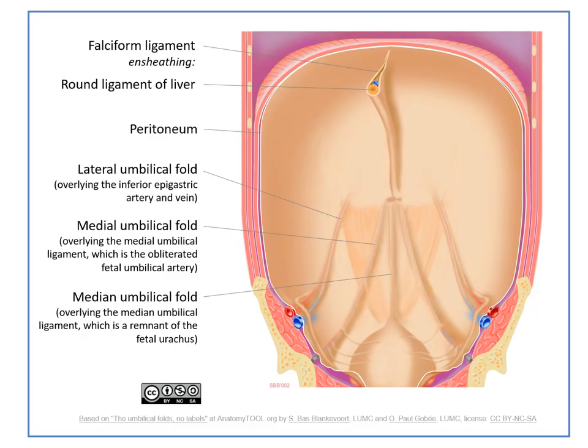For the median umbilical fold, this is the median umbilical fold here at the center. You can see how it extends from the umbilicus to the urinary bladder, and it is formed by the presence of the remnant of the urachus called the median umbilical ligament.